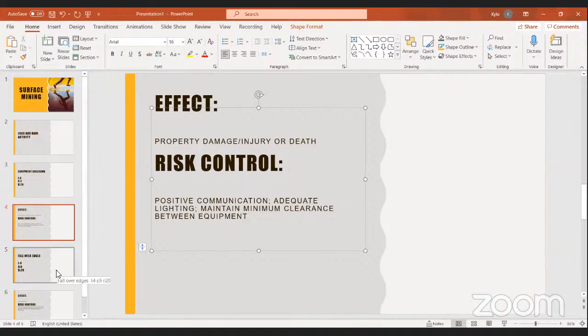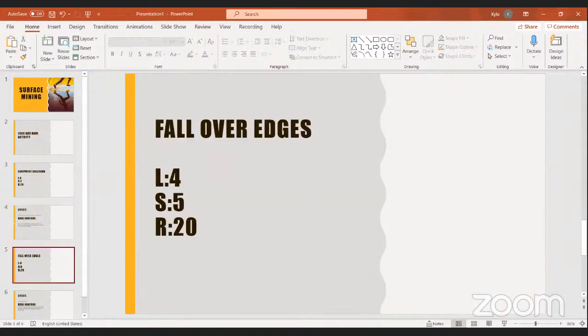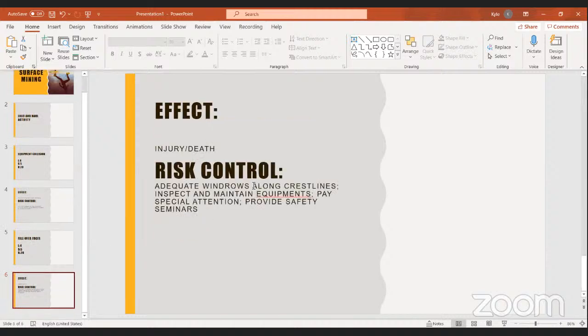And then next hazard is fall over edges. Same with equipment collisions, it is also high risk. Likelihood is 4, severity is 5, so the risk is 20. So what is its effect? The least that can happen is injuries and the worst is death.